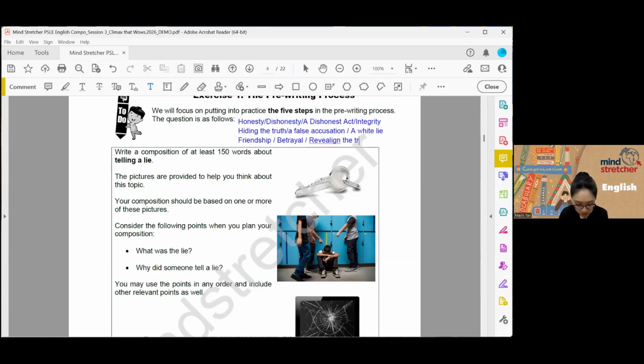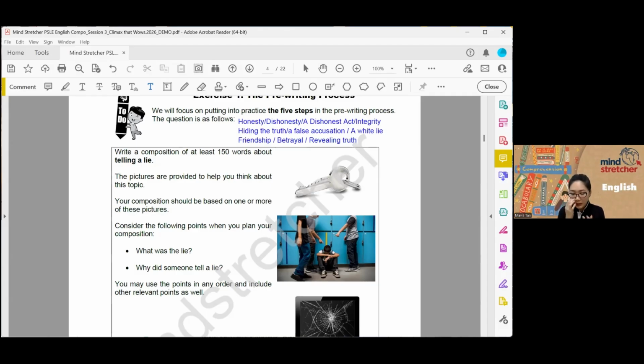Okay, so take these down as notes. Just remind yourself that when we talk about telling a lie, it doesn't just involve the lie. Of course, the lie is important, but why does this person want to tell the lie? Was it easy for this person to tell the lie? What's the consequence of this person telling the lie? Does the person regret it?